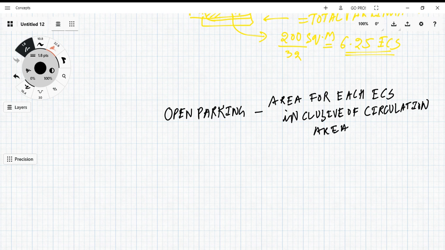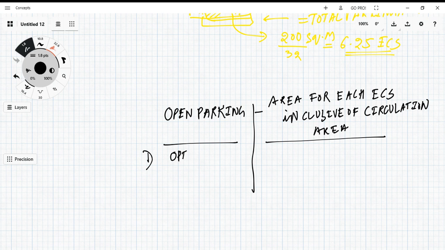See this one, first, serial number one, open surface car parking. That means on the surface, just open car parking. How much as per National Building Code 2016? 23 square meters, guys. Most important.